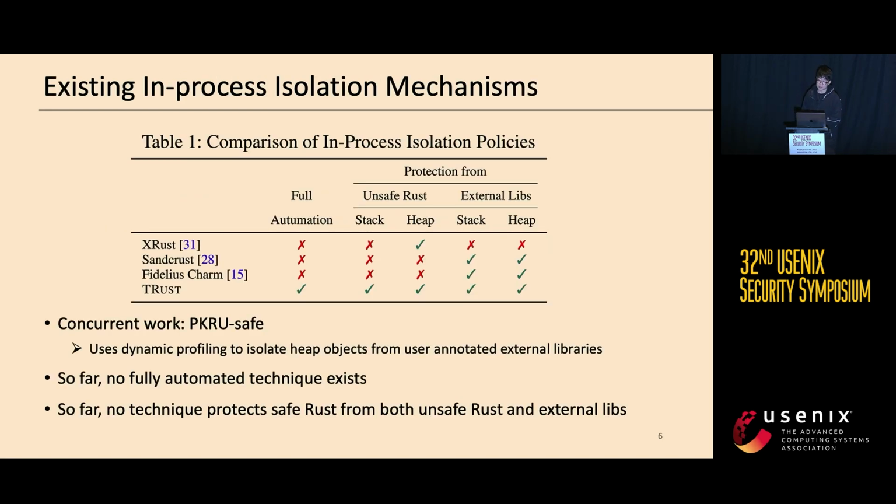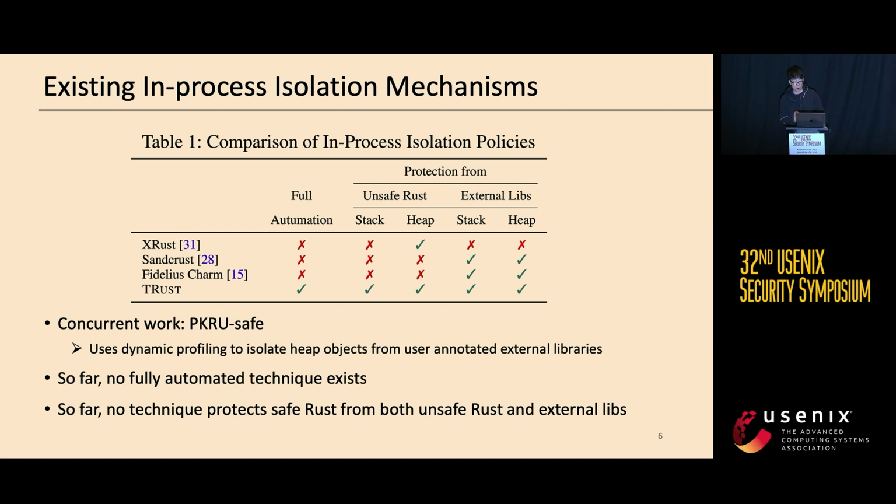Various in-process isolation mechanisms have been developed, as indicated in the provided table. For instance, Xrust requires developers to manually mark unsafe heap objects and isolate them using SFI. But it doesn't offer protection on the stack and isolation from external libraries. Sandcrust uses expensive inter-process communication to quarantine external libraries only, and it doesn't handle unsafe Rust. Likewise, Fidelius Charm protects safe Rust against foreign libraries, but it relies on kernel modifications to switch privilege levels.